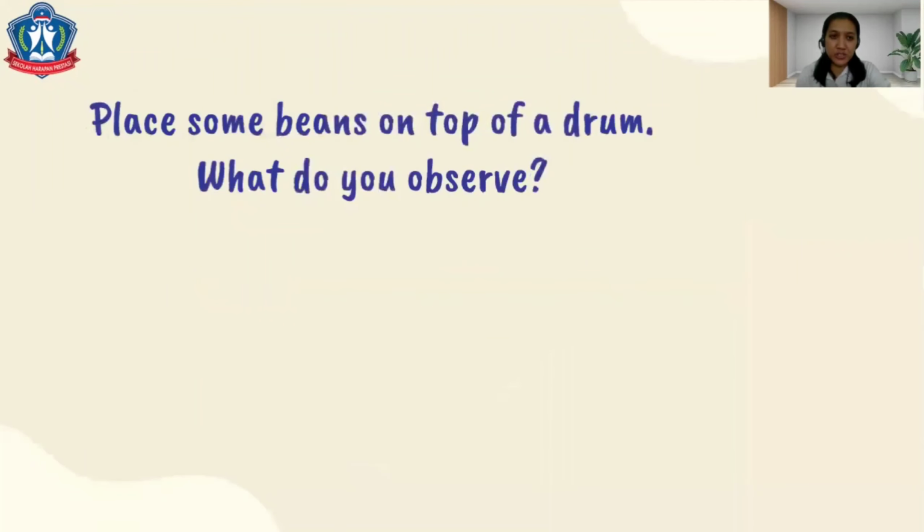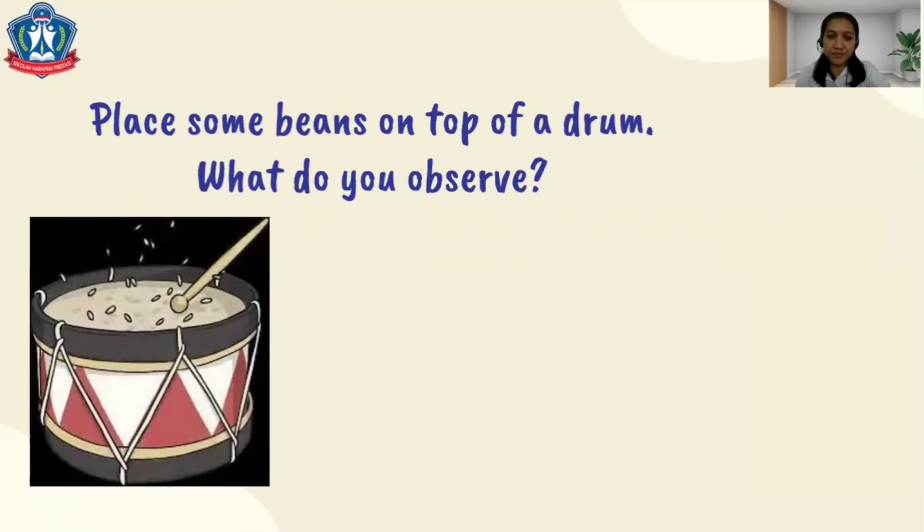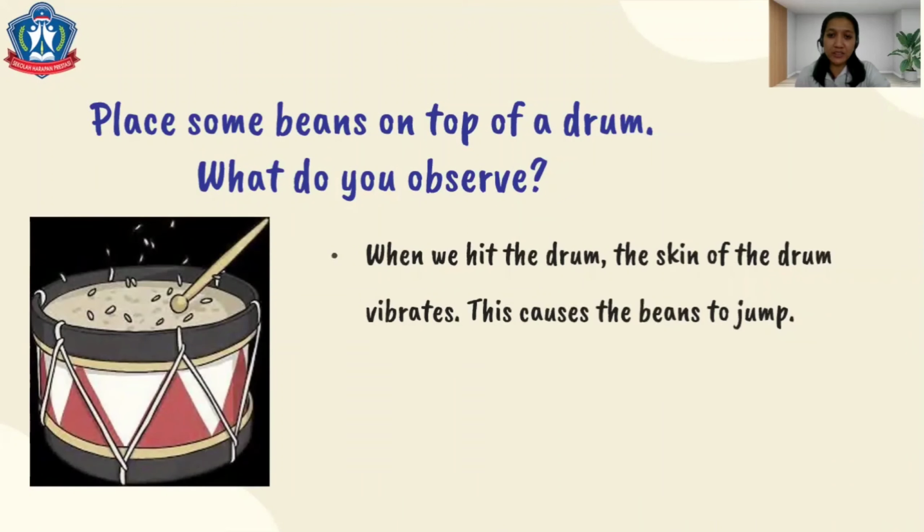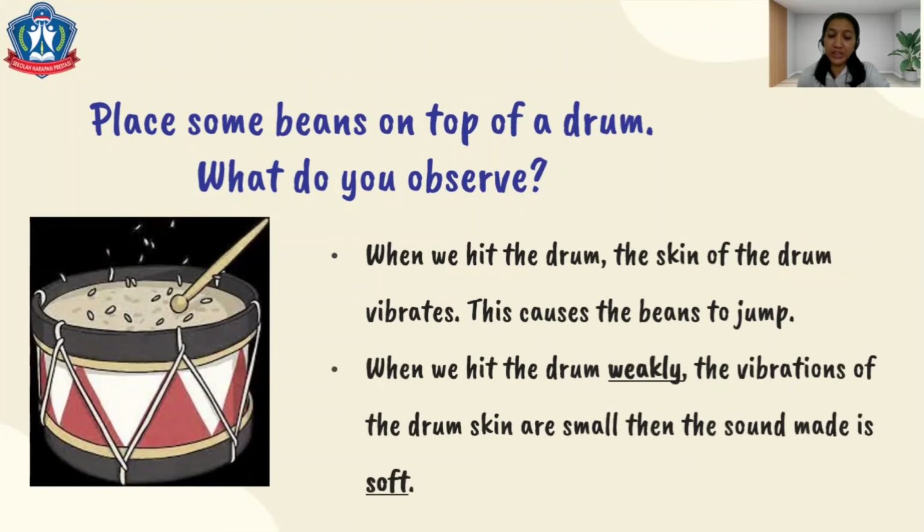I have an illustration. Place some beans on top of a drum. What do you observe? When we hit the drum, the skin of the drum vibrates. This causes the beans to jump. When we hit the drum weakly, the vibrations of the drum skin are small. Then the sound made is soft.